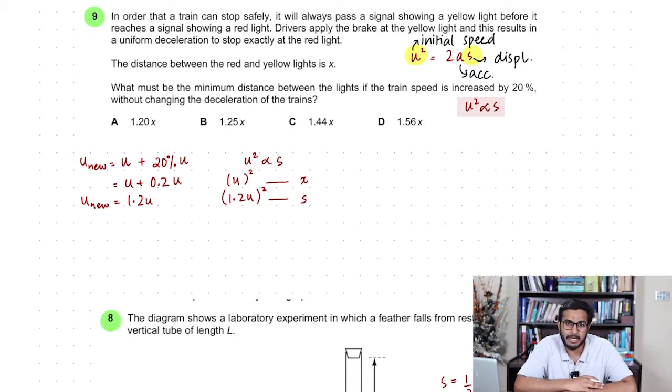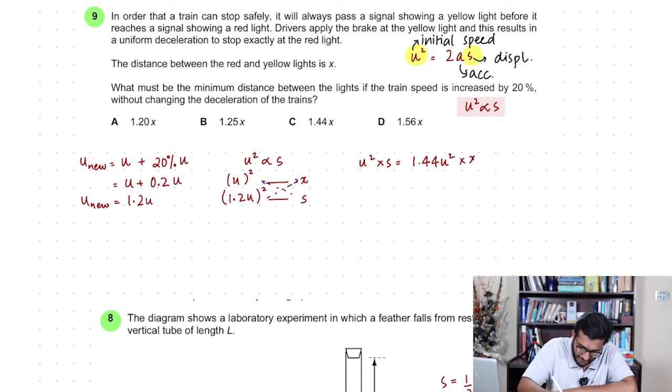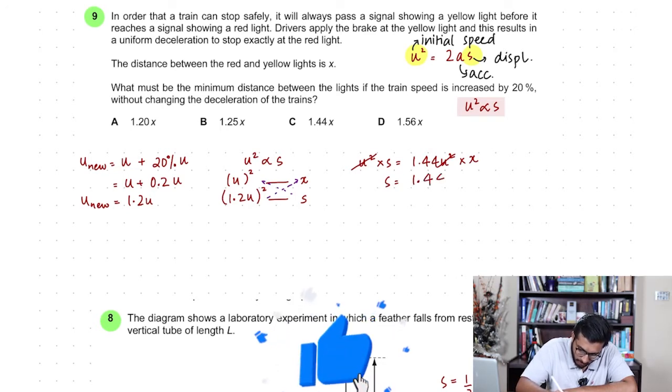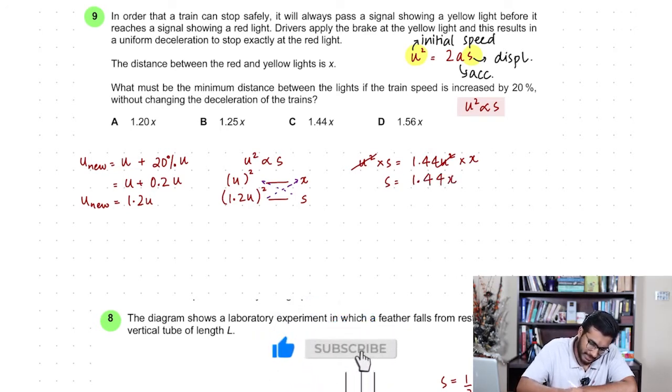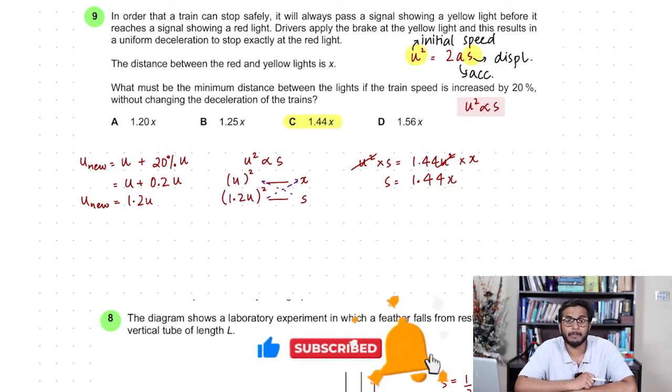I'll say it's going to be s. And then I'm going to cross multiply. So when I cross multiply these two things, they'll look somewhat like this. It's going to be U square into s equals 1.44 U square into x. U square cancelled out. S is equal to 1.44 of x. So we have our answer, that is C.